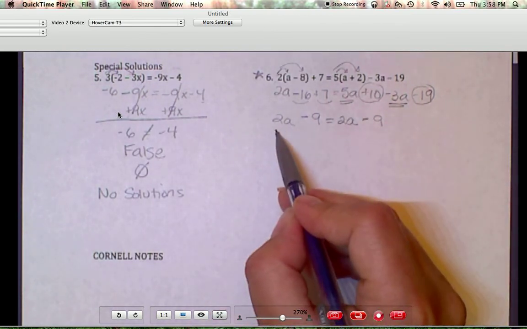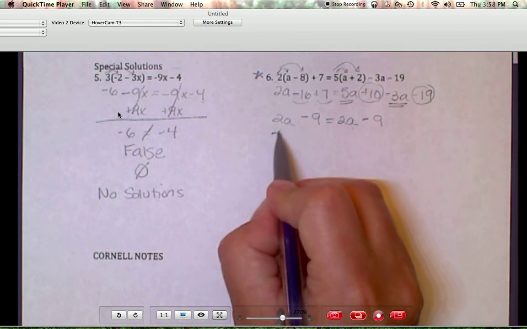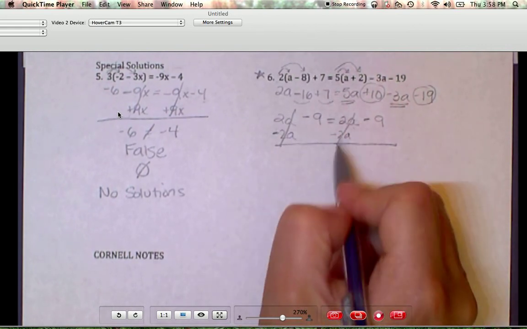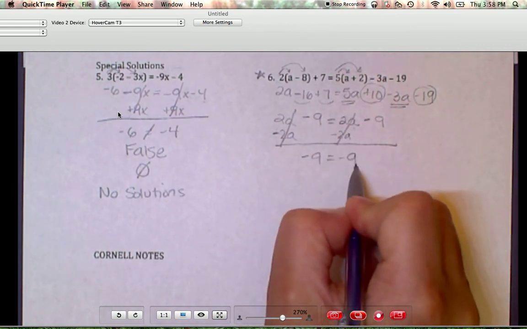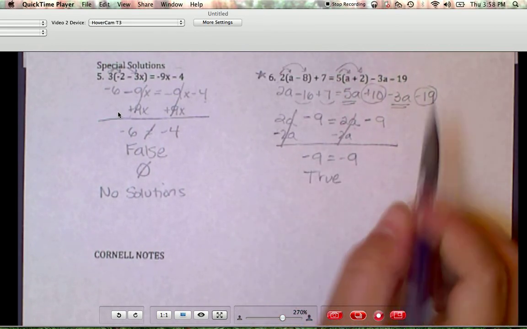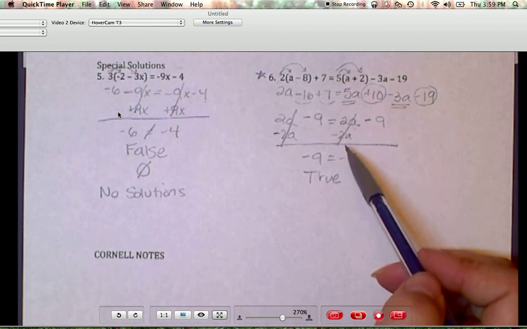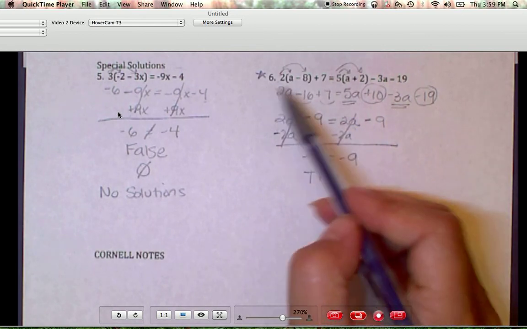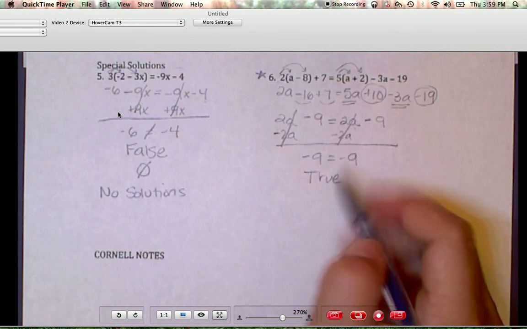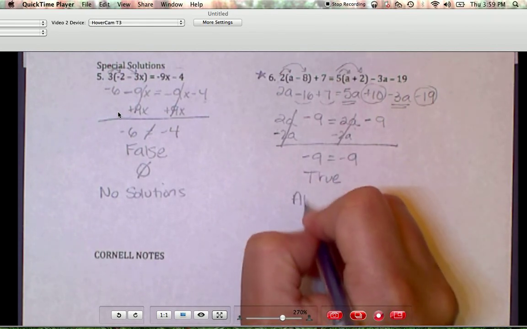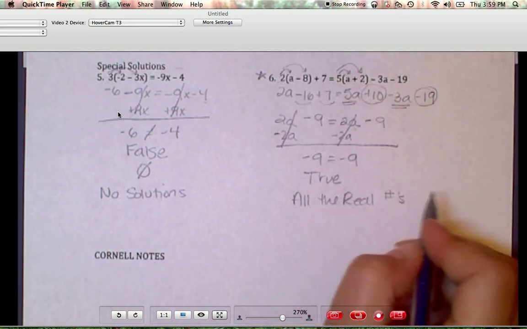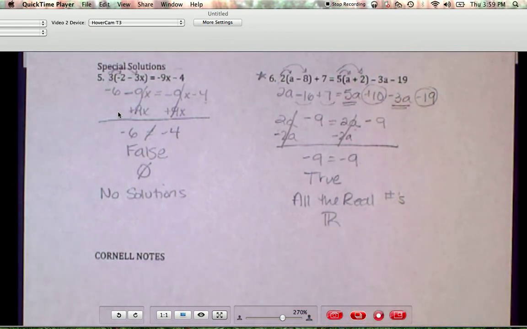So when I go to move the smaller of the two a's, they're both exactly the same size. So we subtract 2a, and we're left with negative 9 equals negative 9. This is a true statement. So that means no matter what number I plug in for a at the beginning, it will always come out to be true, which means that all the real numbers will work in this problem. Or you can use the real number symbol.